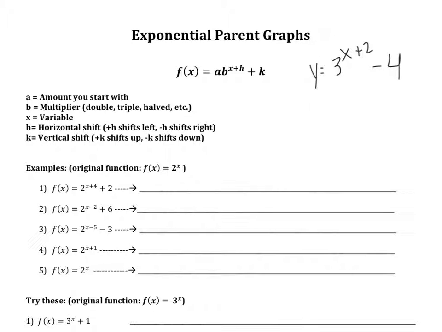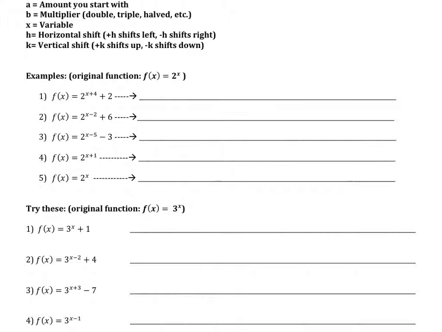So let's get rid of all these things here. Okay, so let's look at some examples. If we scroll down a little bit, you have your parent function. Here is the original function, f of x equals 2 to the x. Let me write that bigger so you can see this. f of x is 2 to the x.